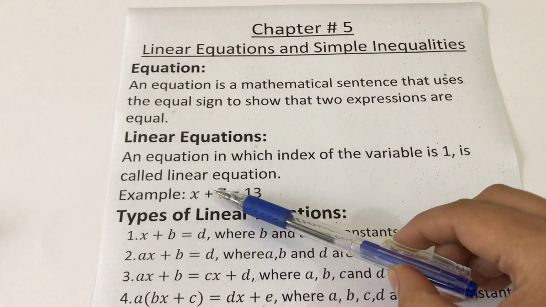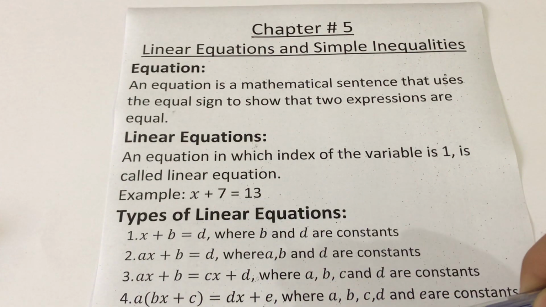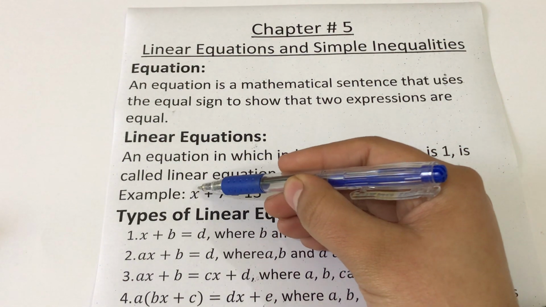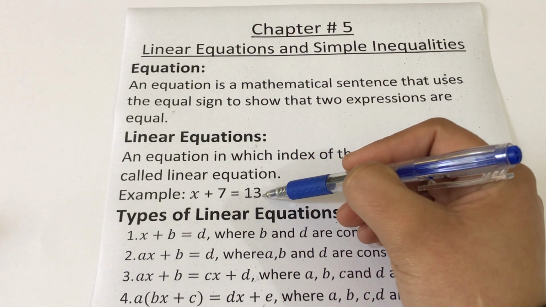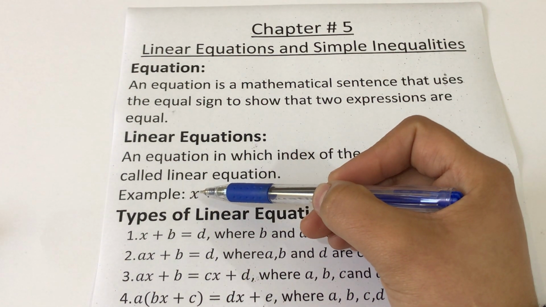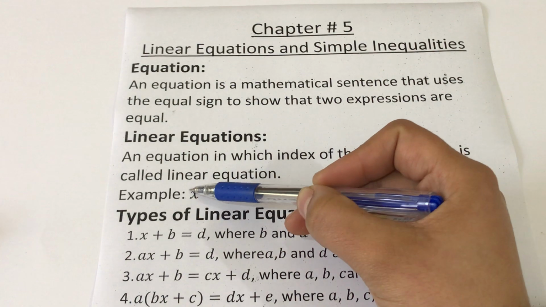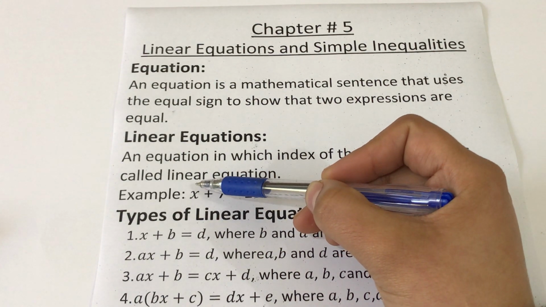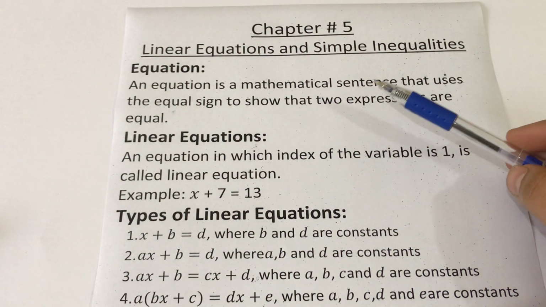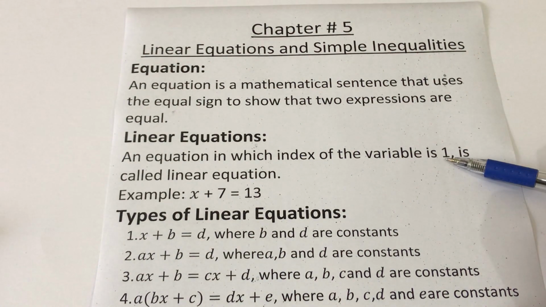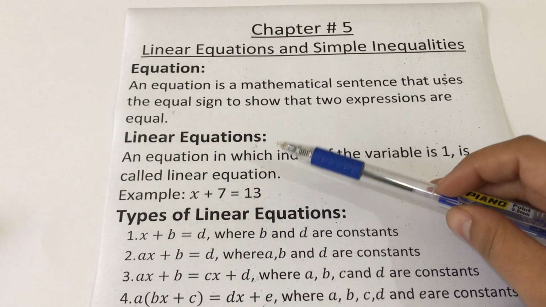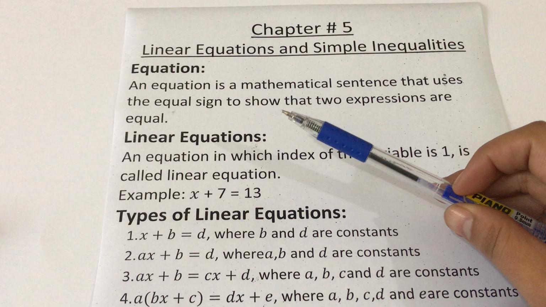For example, x plus 7 is equal to 13, right? In this, variable is x, constants are 7 and 13, and you can see there is no power or index on variable x. When there is no index or power, that means it's 1, right? So an equation in which the index of the variable is 1, this equation is known as a linear equation, right?